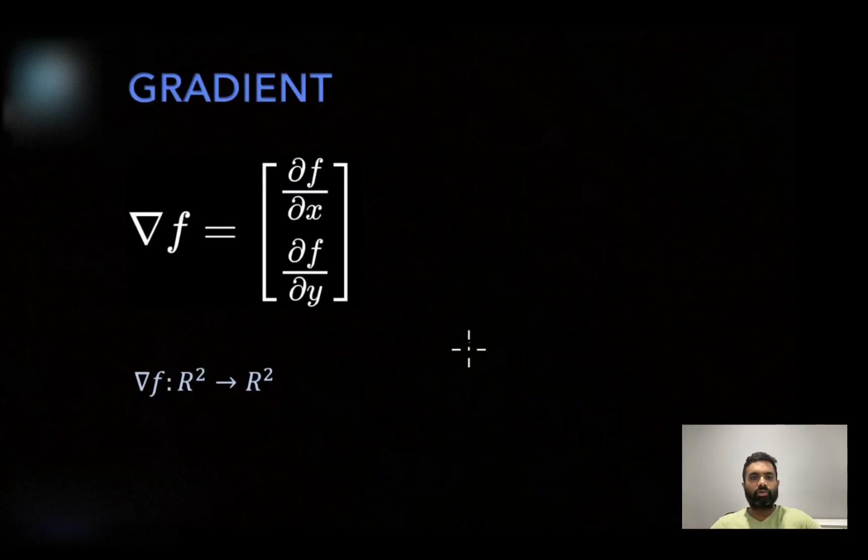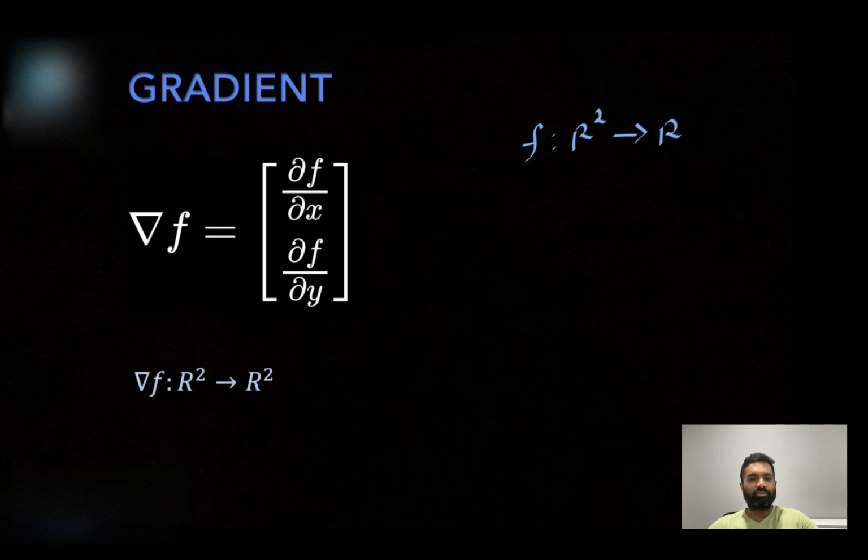Fine. So let's come back to the definition of the gradient. If there is a function f which has a domain R squared and the range R, then the gradient of the function f is defined as the partial derivative of f with respect to x, that is the first coordinate, and the partial derivative of f with respect to y, that is the second coordinate. And gradient is also a function from R squared to R squared. This we have already seen in our previous lectures.